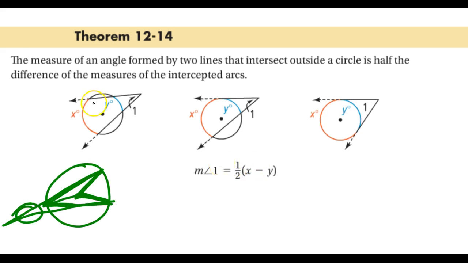Notice now, unlike the other two cases where there's only one arc being cut off, if it's central, it's just cutting off the x. If it's inscribed, it's just cutting off the x.